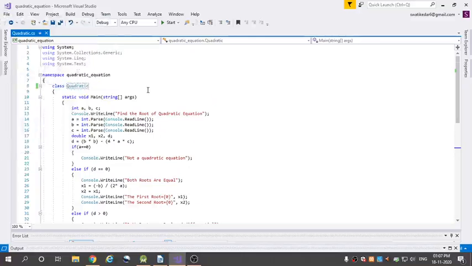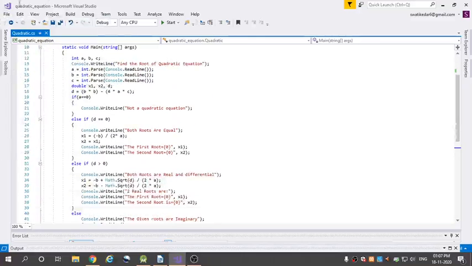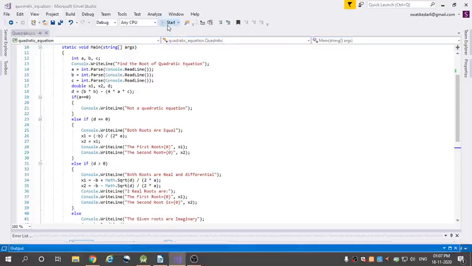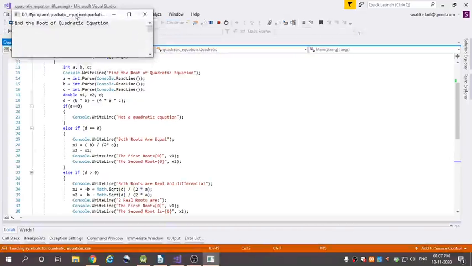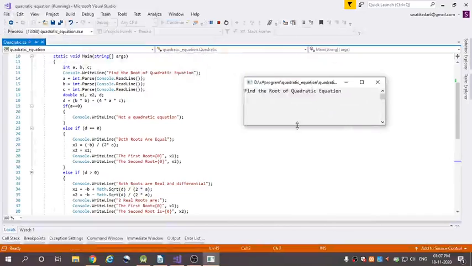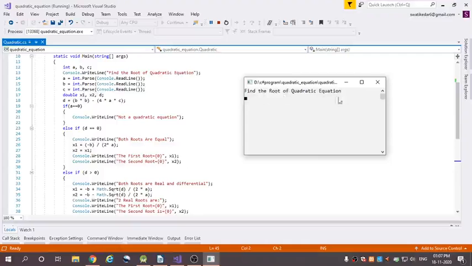After saving, now we go for the execution. For that you have to click on start. You see here on the console it prints "find the root of quadratic equation". First we enter 1 2 1 and press enter. You see here it's showing both roots are equal. First root -1, second root -1.